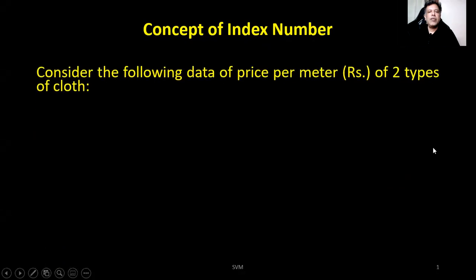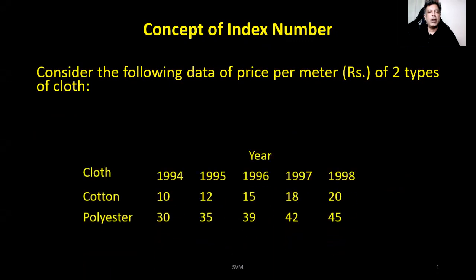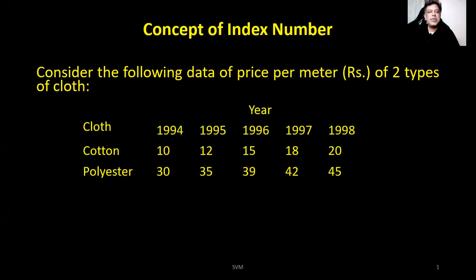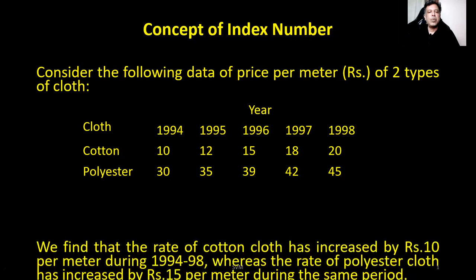Consider the following data of price per meter in rupees of two types of cloth. One cloth is cotton, another one is polyester. We have captured the prices from the year 1994 to 1998 for both cotton cloth as well as polyester cloth. We may notice that cotton cloth is increasing from 10 to 20 and polyester is increasing from 30 to 45. As such, from the year 1994 to 1998, there is a price increase in cotton cloth to the extent of 10 rupees and polyester cloth to the extent of 15 rupees.